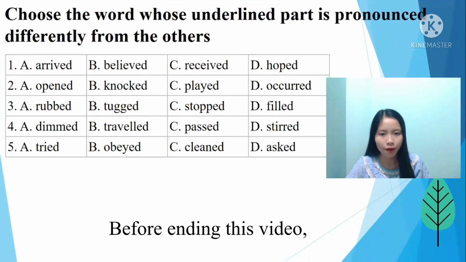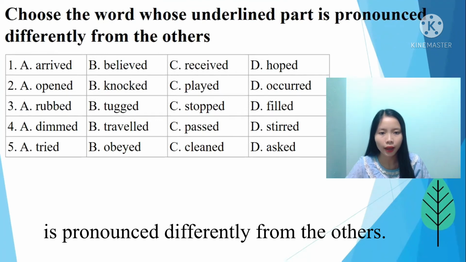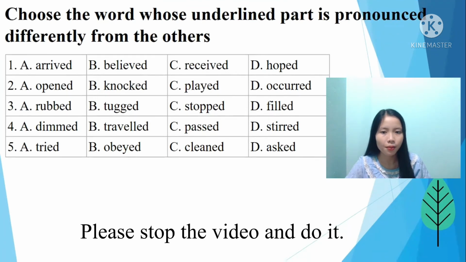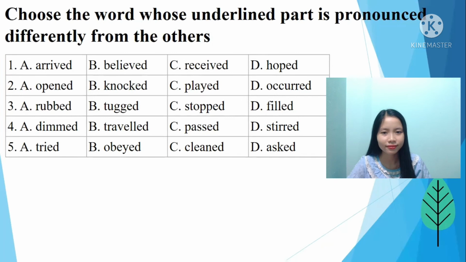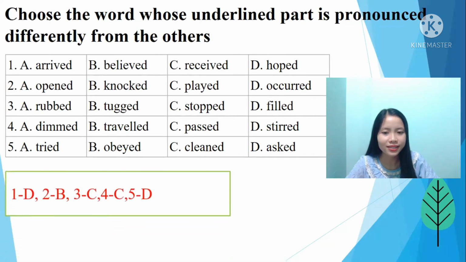Before ending this video, I have a challenge for you. You should try to choose the word whose underlined part is pronounced differently from the others. Please stop the video and do it. Okay, the answer will appear on the screen in 3, 2, 1, go. Number 1, T. Number 2, B. 3, C. 4, C. And 5, D.